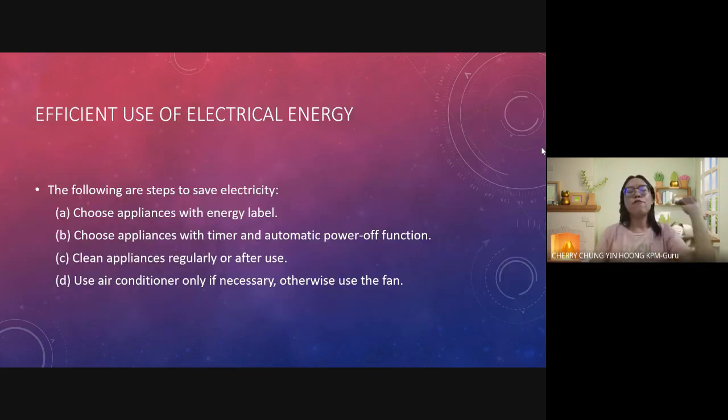OK，so efficient use of electrical energy。OK，所以当我们选那些 electrical appliances 的时候，我们要很慎重的选。为什么呢？因为我们要知道，有些 electrical appliances 会 consume 很多的 electrical energy，有些是不会。所以 there are some steps for you to follow so that you can efficiently use the electrical energy by saving the electricity.